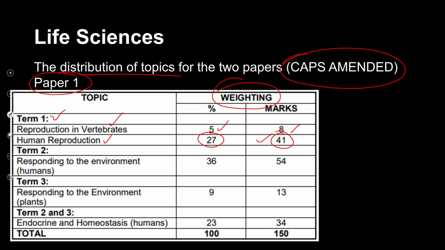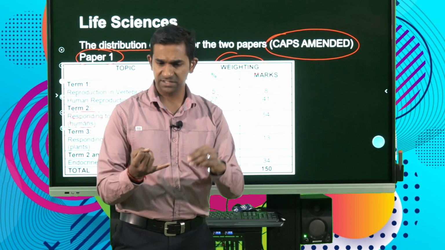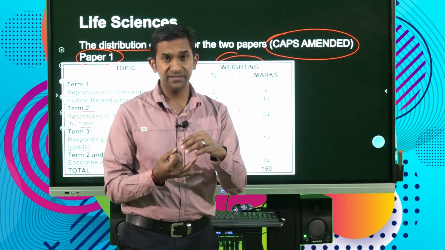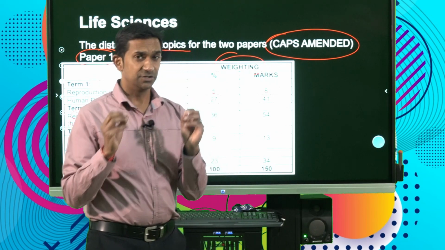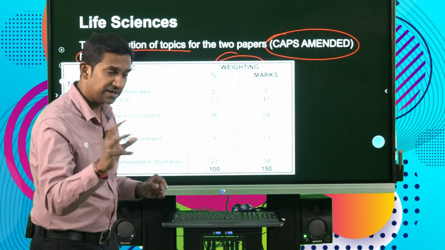The next bit is responding to the environment, and this would be humans responding to the environment, and this includes the nervous system. We talk about the structure of the eye, the ear, the brain, and neurons and how they work in terms of the reflex arc.